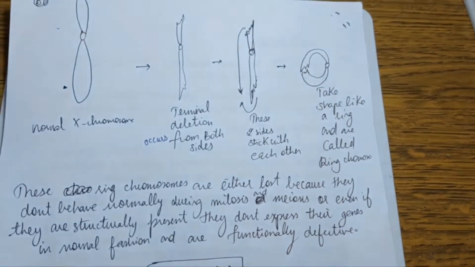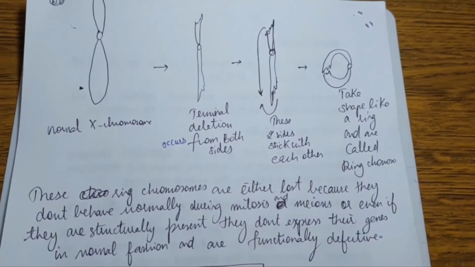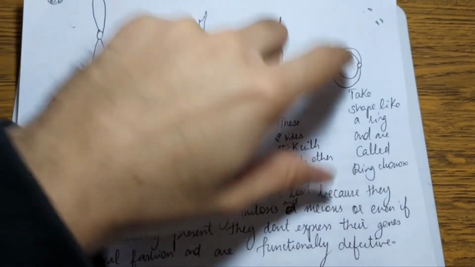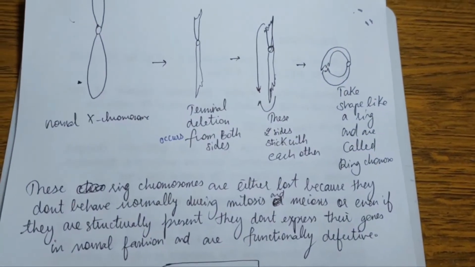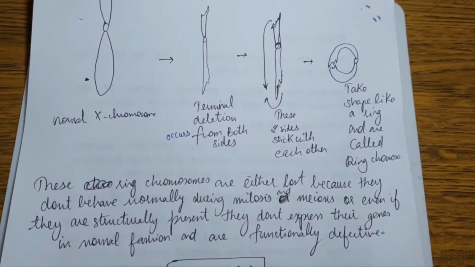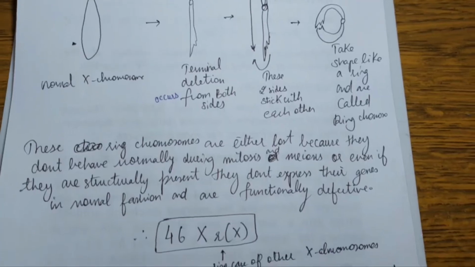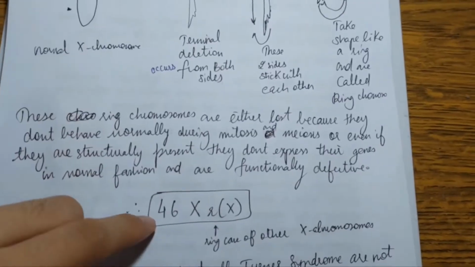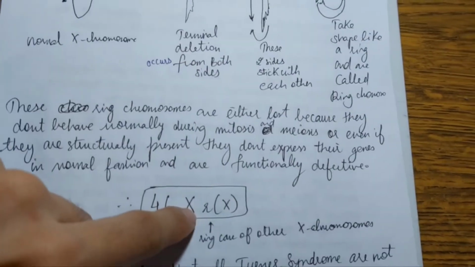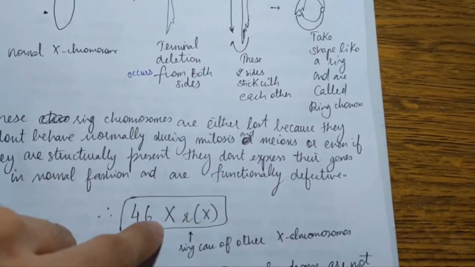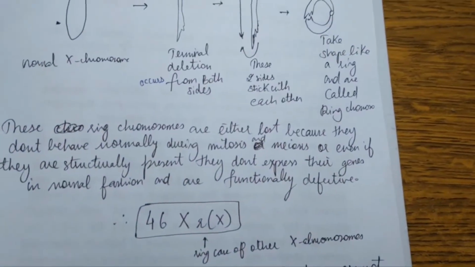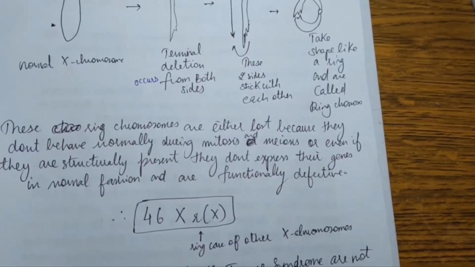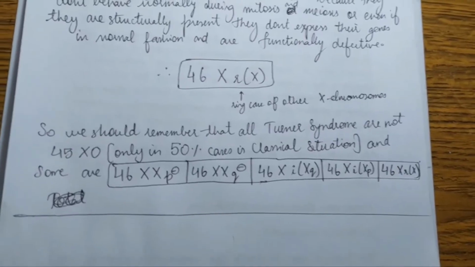So what does this mean? That these ring chromosomes are either lost because they cannot undergo mitosis or meiosis like normal chromosomes do, or even if they're structurally present, they won't express any of their genes because they are functionally defective. So in such a case, a female who has such a second X chromosome, her karyotype is going to be 46 chromosomes total, X and a ring case of the other X. Okay, so XrX. So this is what we call another possibility of non-classical Turner syndrome.